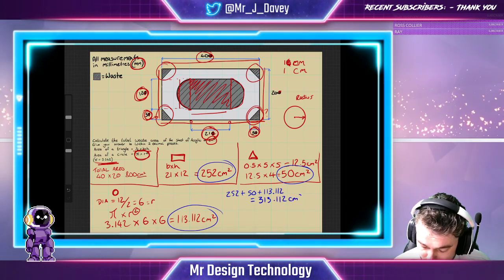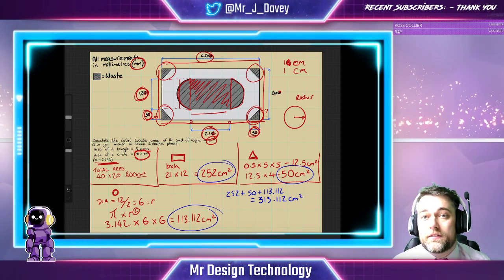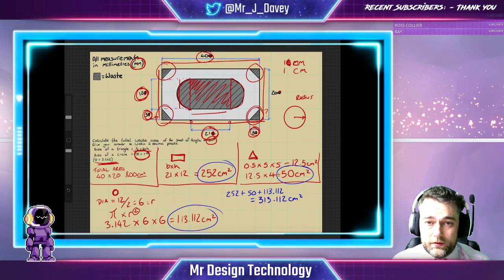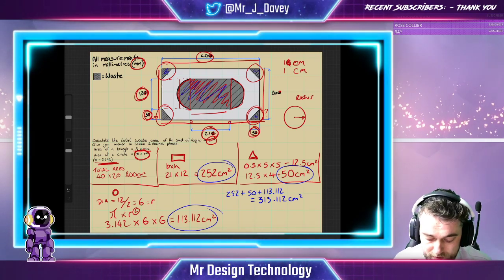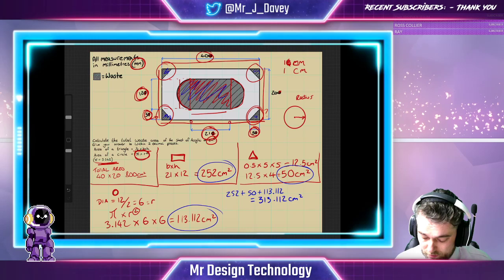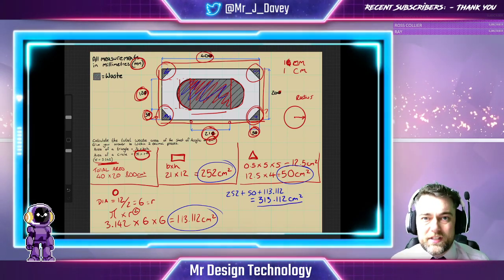313.112 centimeters squared. Now that's brilliant. We've now calculated the total wasted material. That's all this area here, all this and this and this and this, all adds up to 313.112 centimeters squared. Brilliant, fantastic.